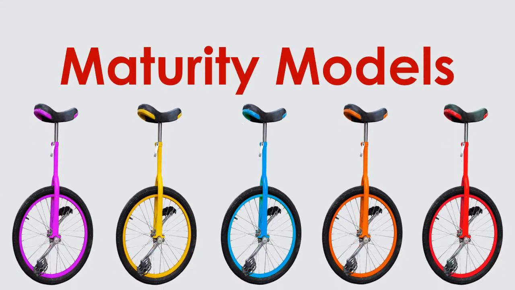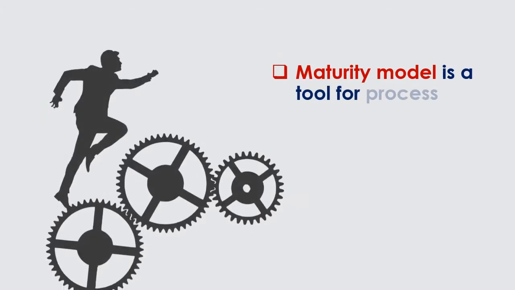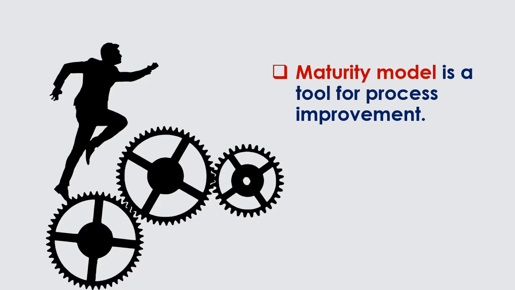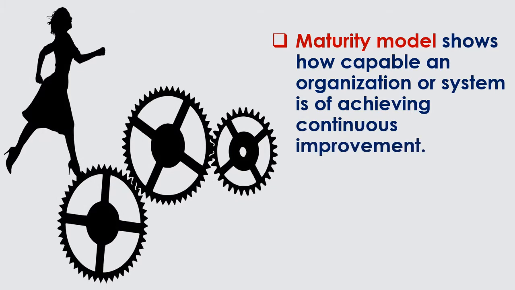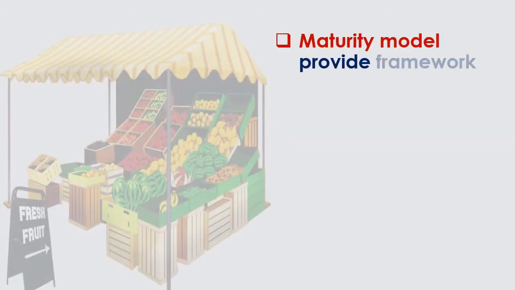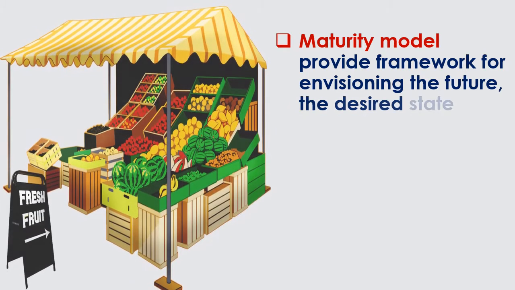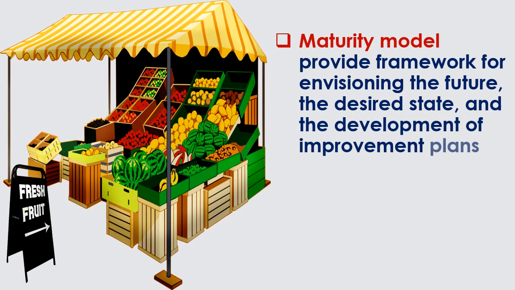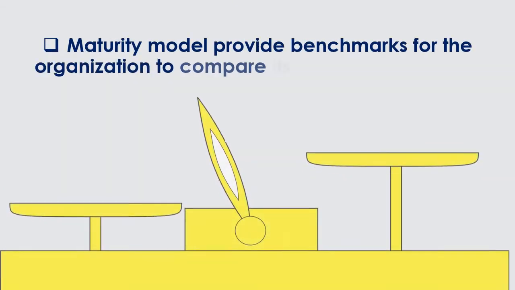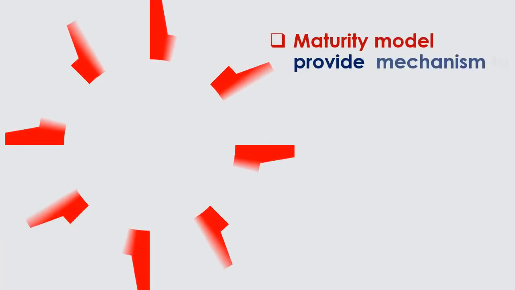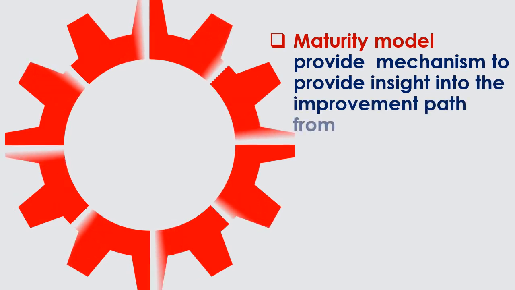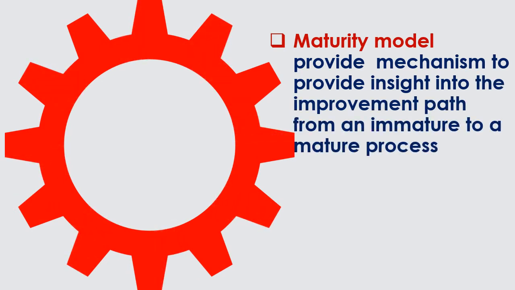Maturity models. Maturity model is a tool for process improvement. Maturity model shows how capable an organization or system is of achieving continuous improvement. Maturity model provides a framework for envisioning the future, the desired state, and the development of improvement plans. Maturity model provides benchmarks for the organization to compare its processes internally or externally. Maturity model provides a mechanism to gain insight into the improvement path from an immature to a mature process.